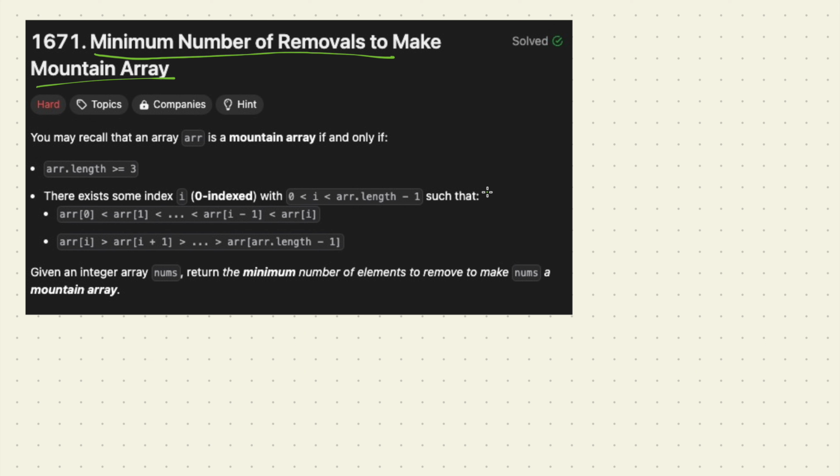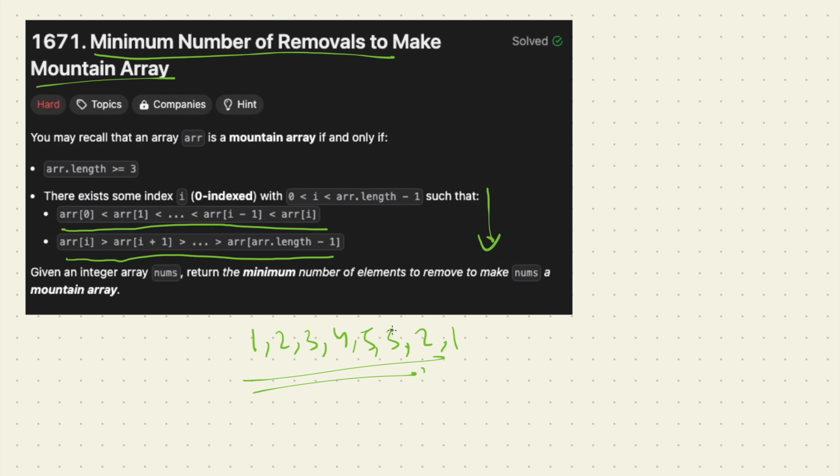Now what's a mountain array? A mountain array is basically one where first we see a strictly increasing sequence, and next we see a strictly decreasing sequence. Like 1 2 3 4 5, then 3 2 1. So this is a kind of mountain array. We need to find the minimum number of elements we need to remove to make it a mountain array.